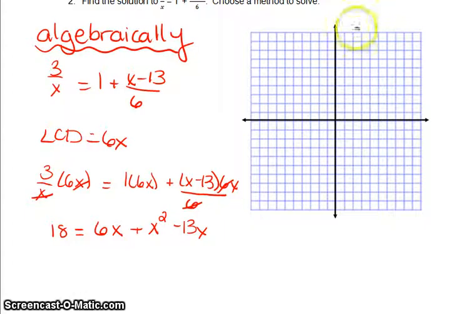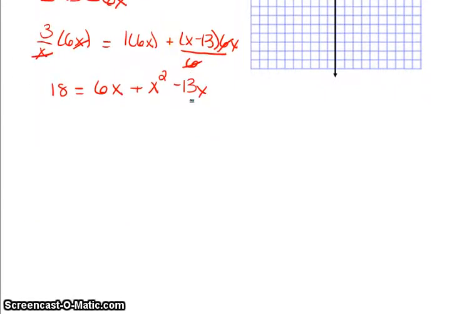I'm just going to scroll on down here. So from there, let's move everything to one side, and I'm also going to reorder this if you don't mind me doing that as well. So we have 0 is equal to x squared, then we'll have 6x minus 13x, that'll be negative 7x. And then we're going to move 18 to the other side, so we have negative 18.